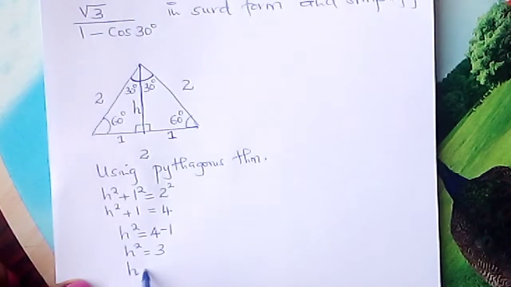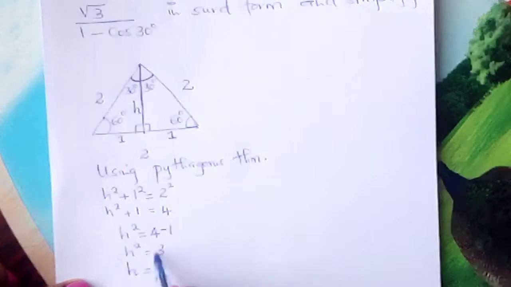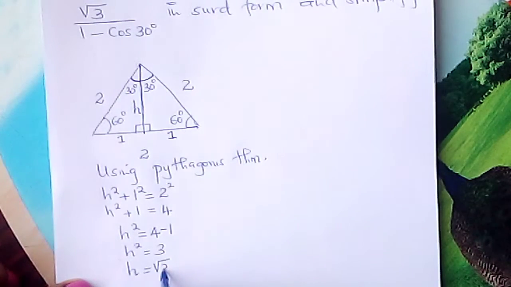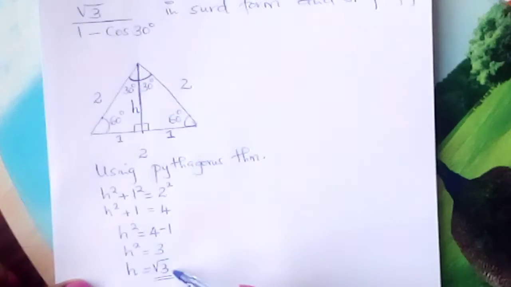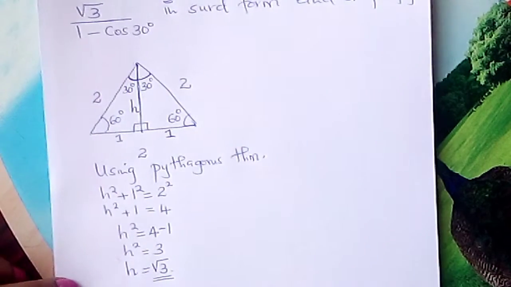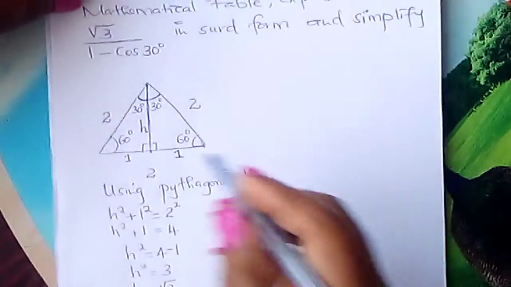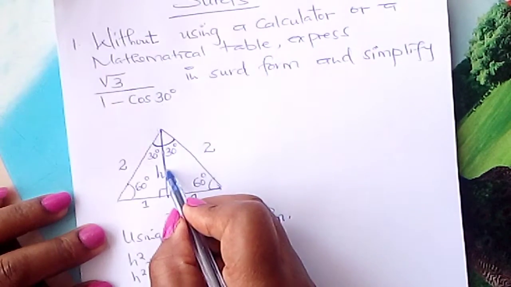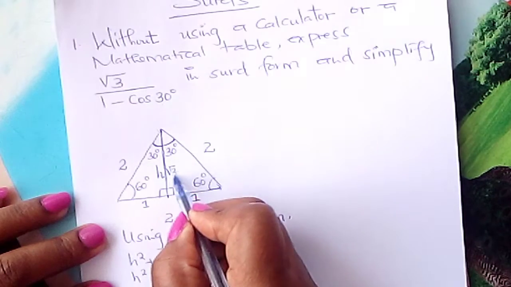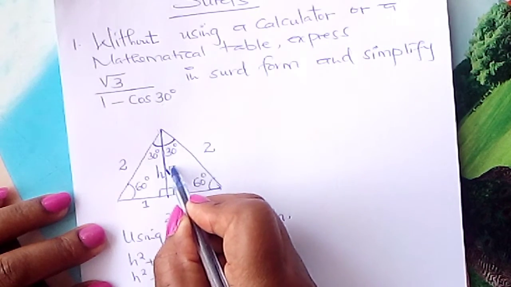What is h? You find the square root. And therefore h will be square root of 3. You leave it at this line. h is square root of 3. You leave it at that because you will not use a calculator or mathematical table. So you come and fix your root 3 here, learner. Look at this, root 3. The h is root 3.